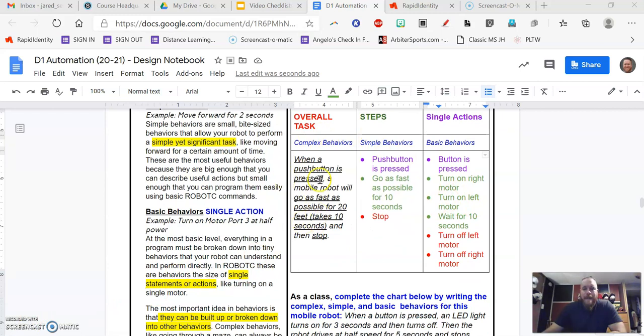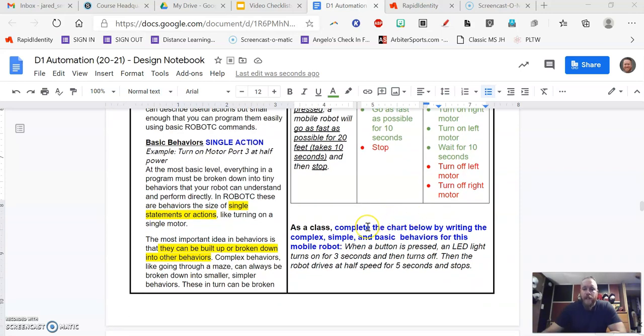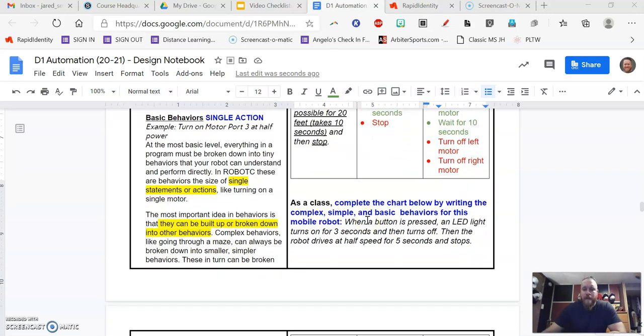We just took this complex behavior and we broke it down into all these basic behaviors. This is the information we're going to need when we do our computer programming. Let's go to the next one. We're going to complete the next chart by doing the same thing.